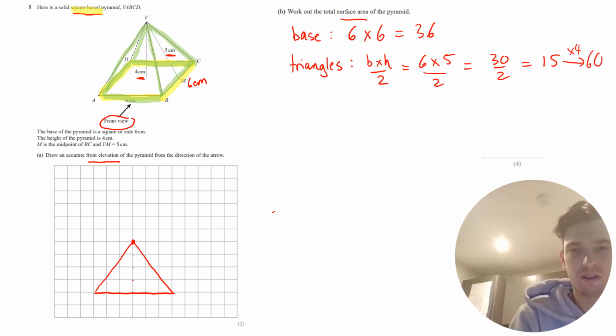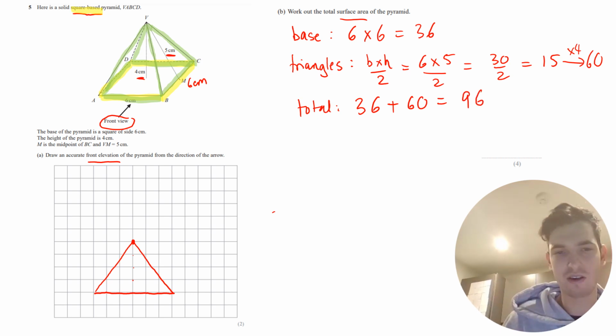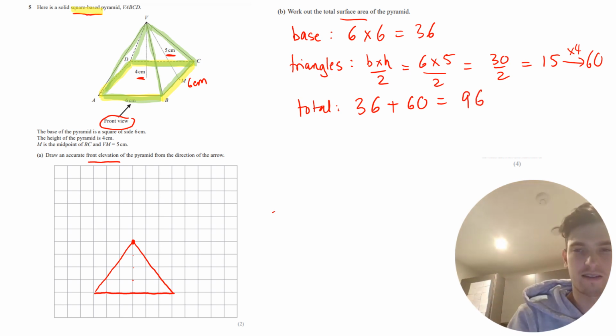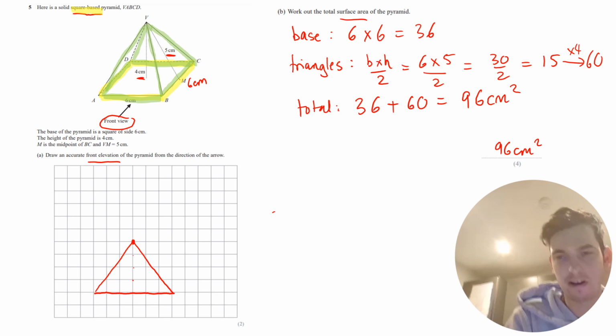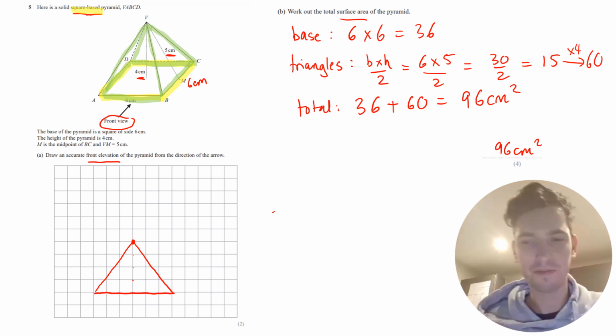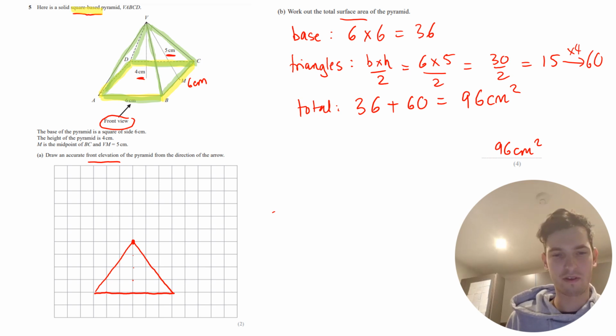So the total, I take the 36, add the 60, and I've got to make sure I remember my units here. There's probably a mark for units because it's surface area, centimeters squared. So we'll write that on the number line there. Okay, so not too bad. Move on to the next question.